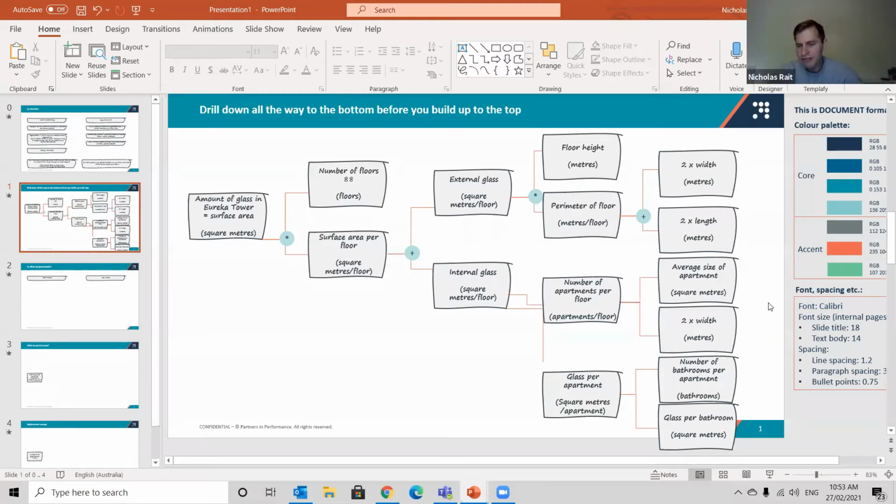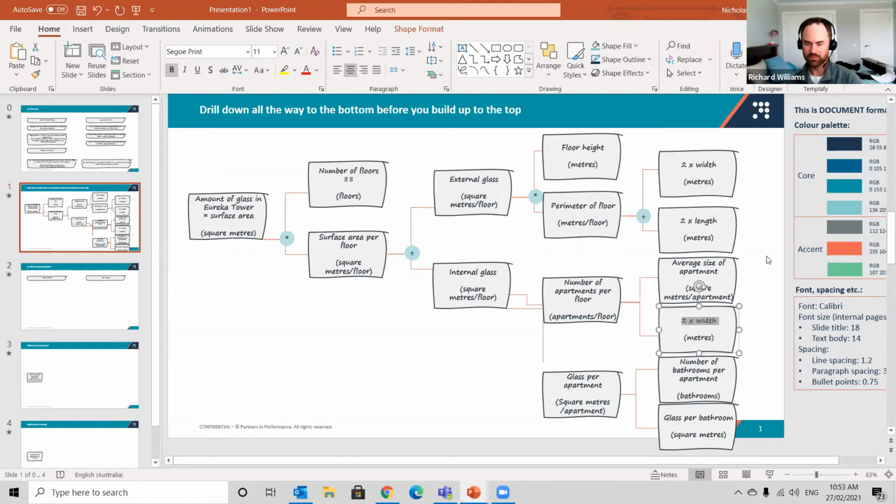Yeah, 100, 110. So you actually have really good data points in your repertoire already for the size of an apartment. That's why I think it's a really good one to run with. So if you have that in square meters per apartment, what's your corresponding unit that you need to get back to number of apartments per floor?